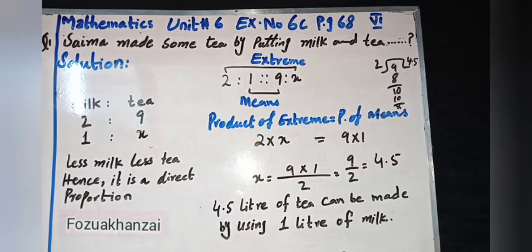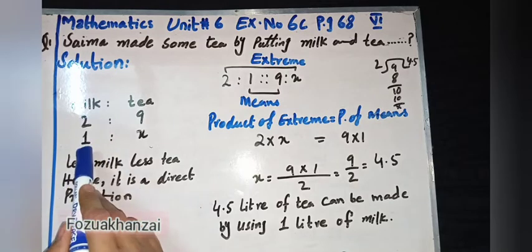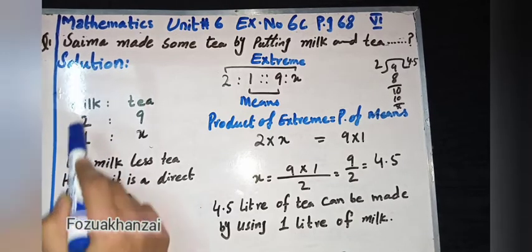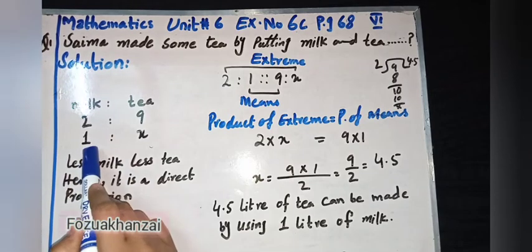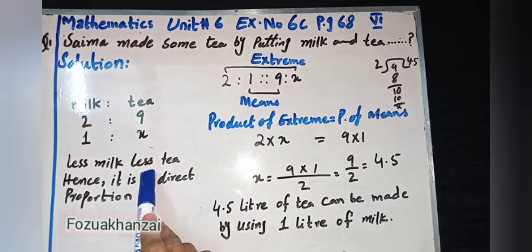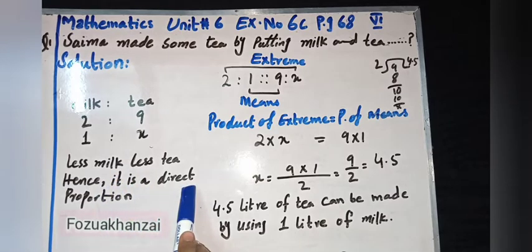Inverse proportion is the opposite direction: one side increases and the other side decreases. But if both sides increase or both sides decrease, it's a direct proportion. 2 liter milk and 1 liter milk. We compare both quantities, less milk, less tea. Hence it is a direct proportion.